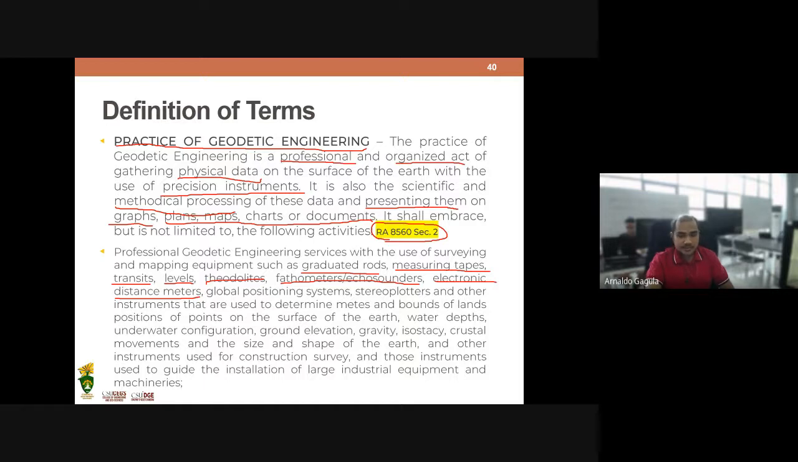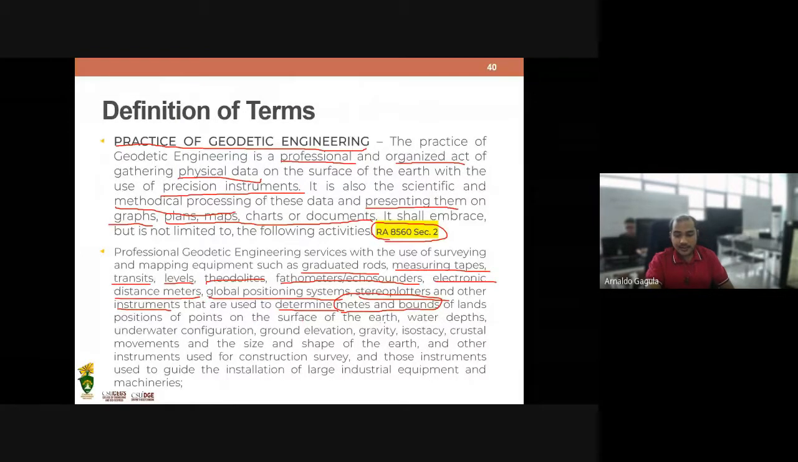for example, the total station, the Global Positioning System or GPS or GNSS receivers, stereo plotter, and other instruments that are used to determine the meets and bounds, the boundary of a location of land, and the position on the surface of the earth, the water depths, hydrography, underwater configuration, ground elevation, topographic survey, gravimetric survey, isostasy, crustal movements, and the size and shape of the earth. Geodesy falls here.